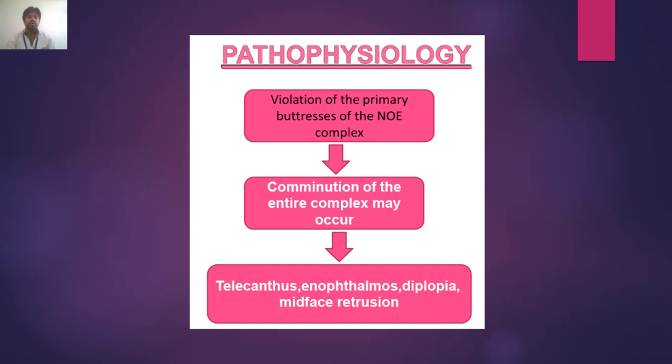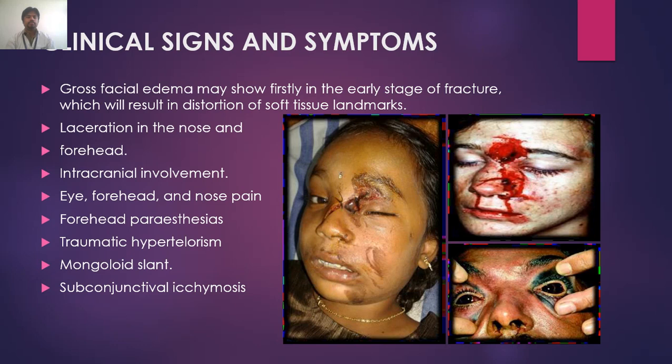Pathophysiology. There can be violation of the primary buttress of the NOE complex, then collapse of the entire complex may occur. Telecanthus, enophthalmos, diplopia, and midface retrusion can happen. Clinical signs and symptoms of midfacial fractures.